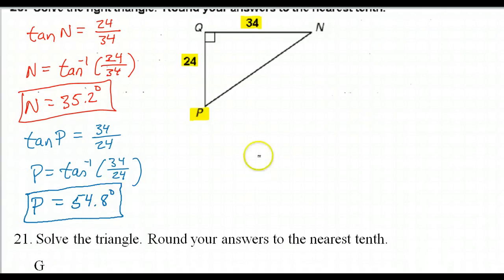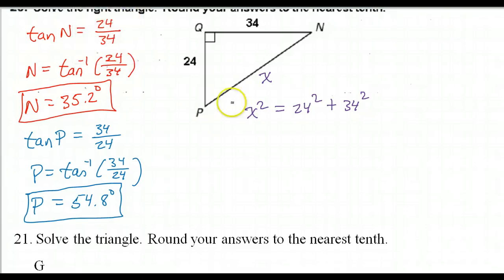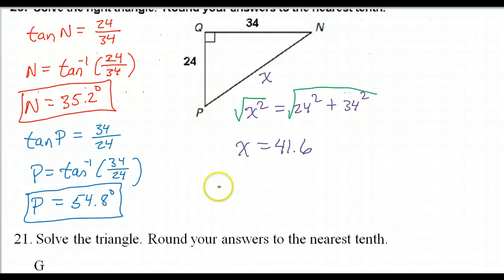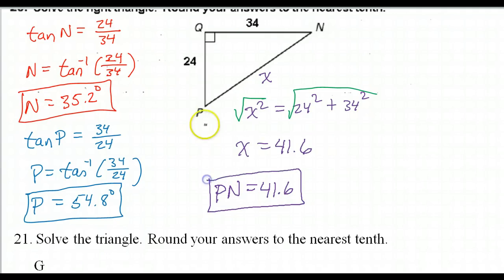All right, so now I've got these two angles. I'm not going to use either one of these angles to find the unknown side, which we also need. If I have the two sides given, I should use the Pythagorean theorem to find the third side. So that is what I shall do. I'm trying to find this now. So x squared, c squared should equal a squared plus b squared. If I want to solve this, I need to take the square root of both sides. I personally like to put this whole thing in my calculator just the way it is. So that's 41.6. So that means PN is 41.6, PN being that side.